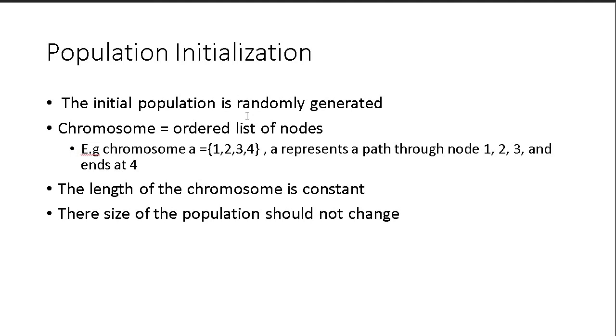And then a couple of constraints have to be followed when generating the population. The length of the chromosome should never change. Because we're trying to visit every node at least once, that should not alter the length of the chromosome. The size of the population should also not change.